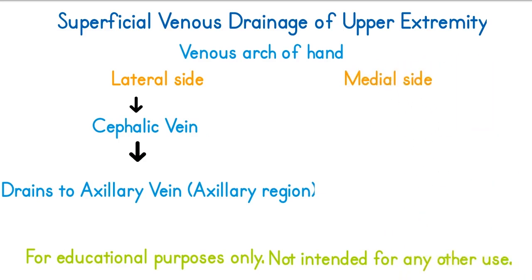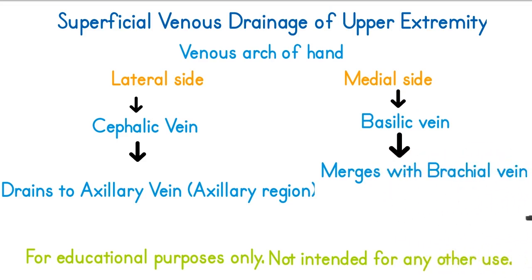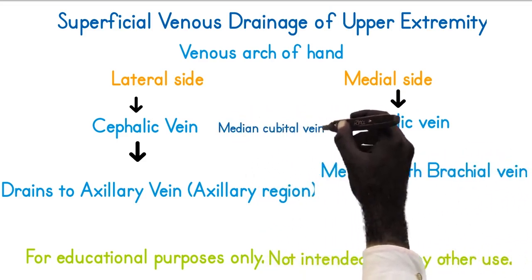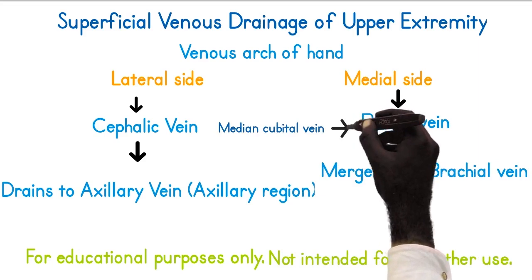On the medial side, the basilic vein continues and begins to merge with the brachial vein in the brachial region. Basilic and cephalic veins are then connected together by the median cubital vein for continuous venous blood flow.